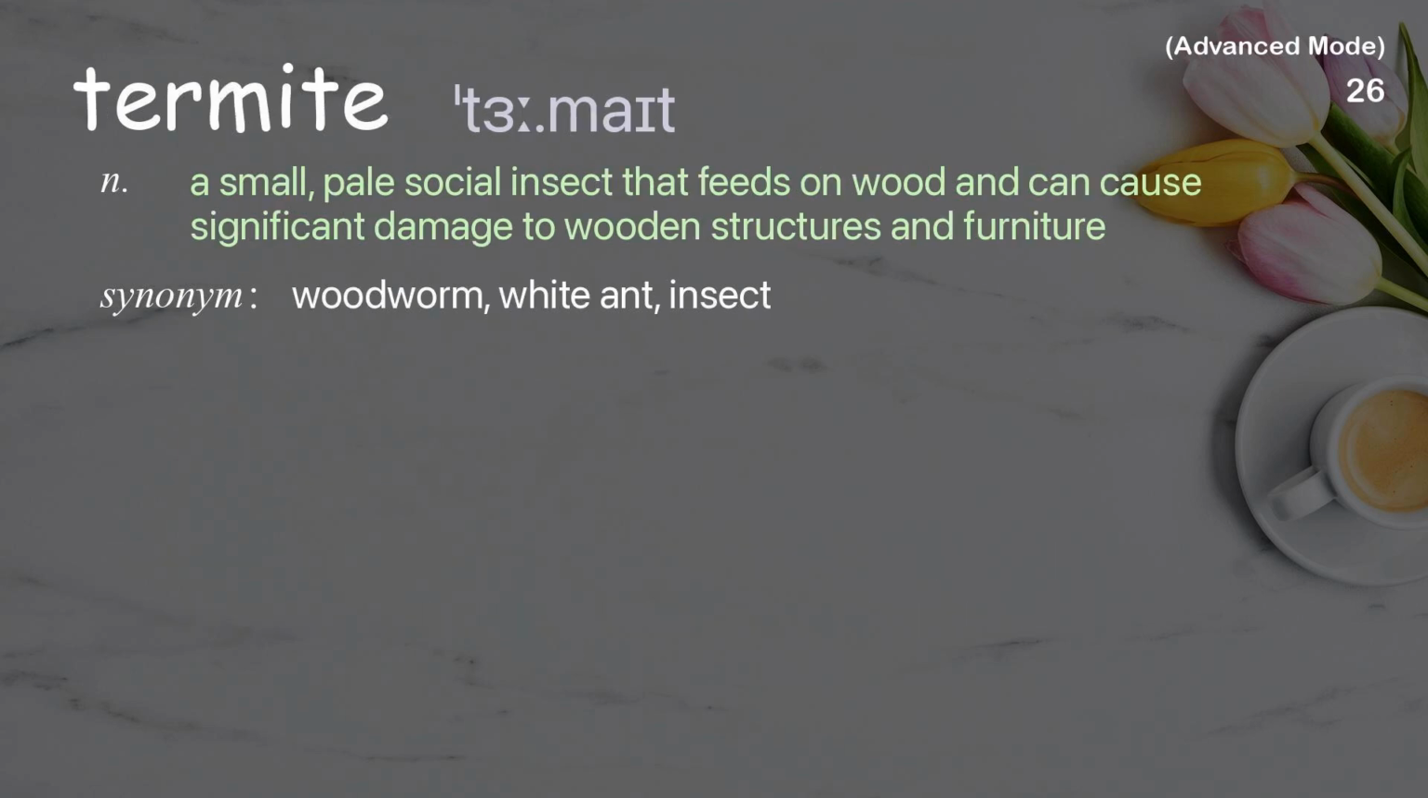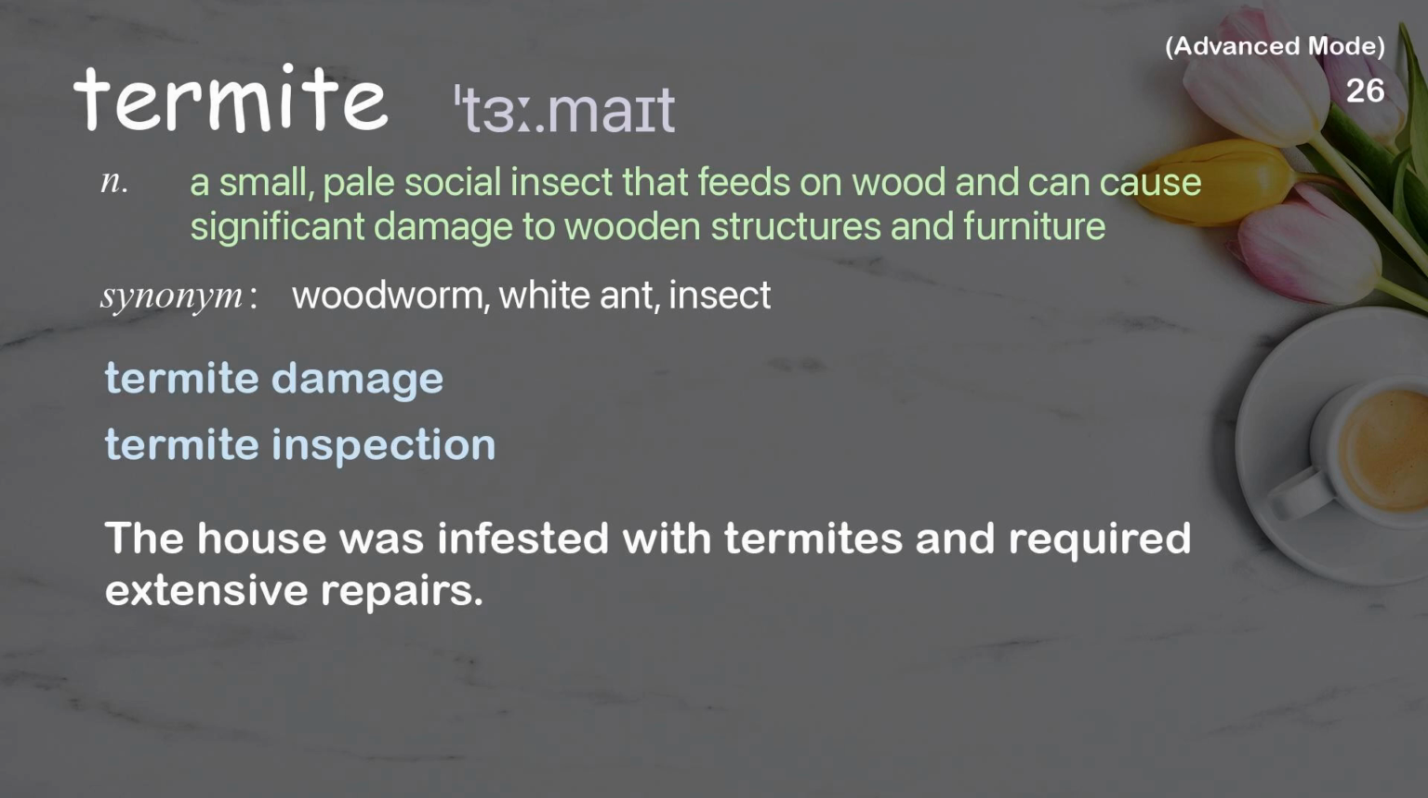Termite. A small, pale social insect that feeds on wood and can cause significant damage to wooden structures and furniture. Examples: termite damage, termite inspection. The house was infested with termites and required extensive repairs.